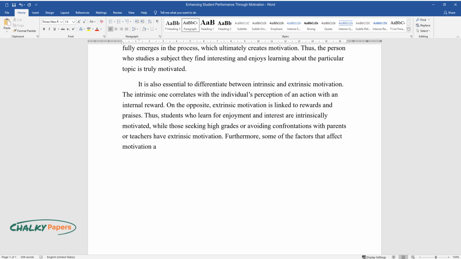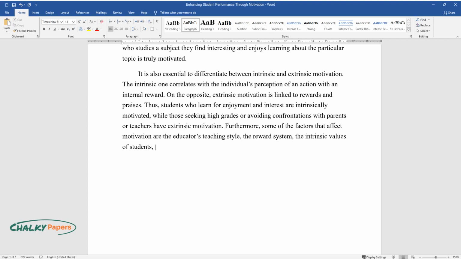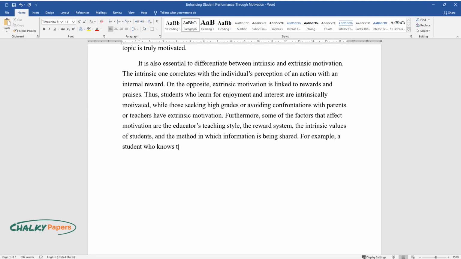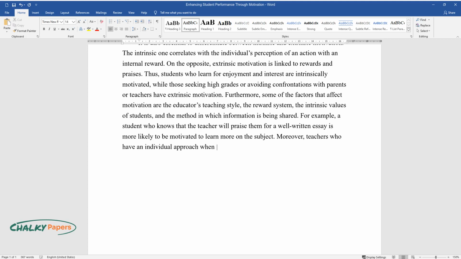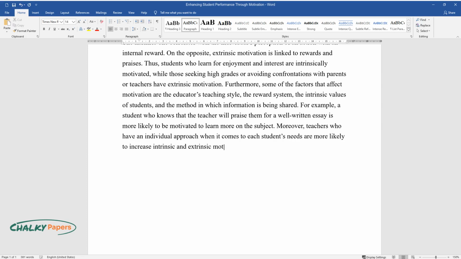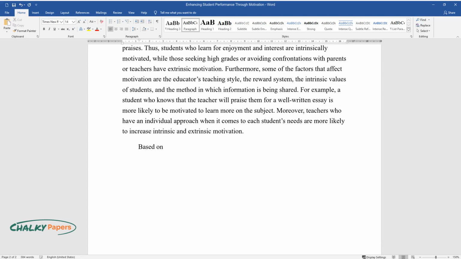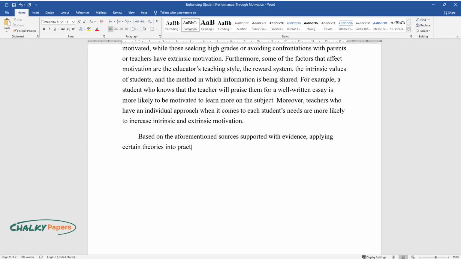Furthermore, some of the factors that affect motivation are the educator's teaching style, the reward system, the intrinsic values of students, and the method in which information is being shared. For example, a student who knows that the teacher will praise them for a well-written essay is more likely to be motivated to learn more on the subject. Moreover, teachers who have an individual approach when it comes to each student's needs are more likely to increase intrinsic and extrinsic motivation. Based on the aforementioned sources supported with evidence, applying certain theories into practice can be used to help motivate students and increase engagement.